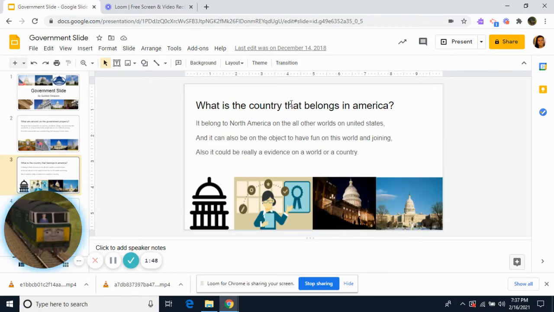What is a country that belongs in America? It belongs in North America, on the United States. And it can also be an object to have fun on its world. It could also be a senior project that you can do when you're a senior, because I plan to do that too, but I'm not sure what to do for my senior project. Let me know in the comments down below. Also, it could be really evidence on a world or a country.